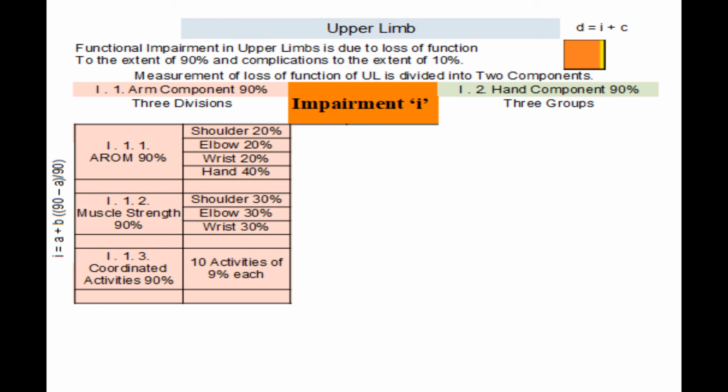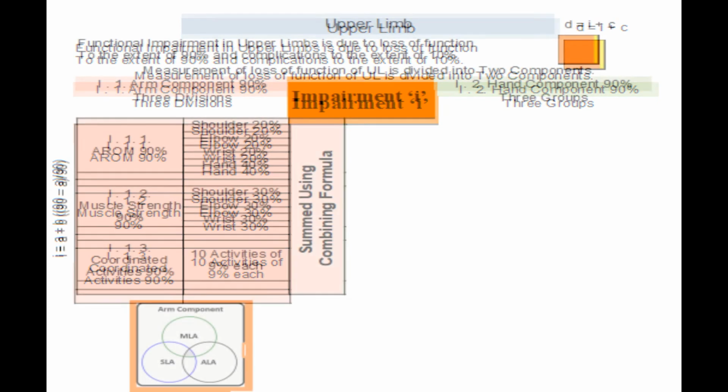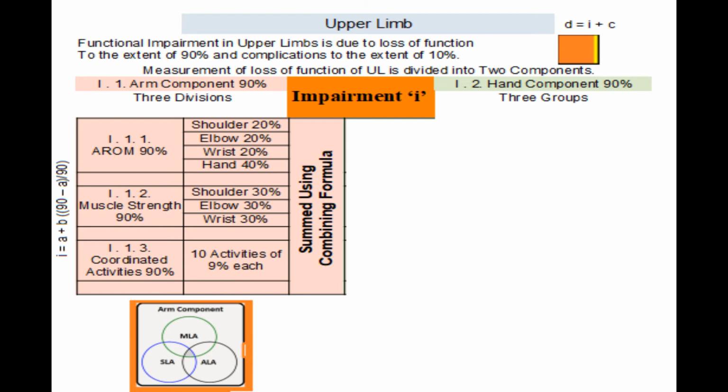In each of these divisions, the losses can have a maximum value of 90. In the first two divisions, there is a system called weightage for each joint. For example, if the shoulder has 100% loss of movement in AROM division, you can take only 20% of it. In the third division or coordinated activities, there is a list of 10 functions which are given direct percentages 0 to 9%. The values are already weighted. Direct addition of these losses is done here. All of this means after calculation at the end of each division, the maximum value you can get is 90.